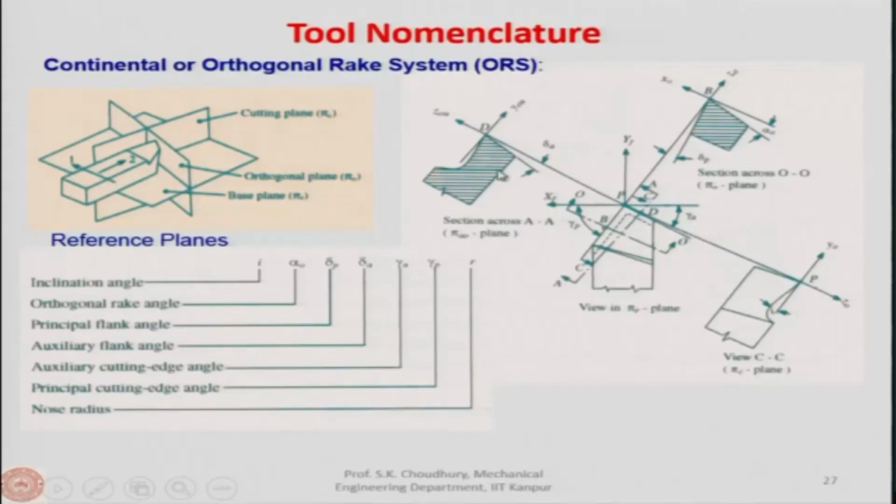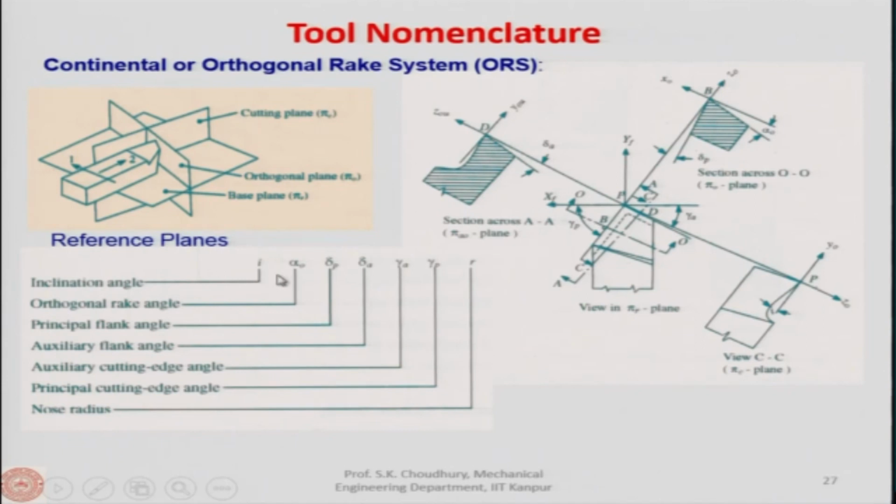Now, we again have three sets of angles: one set of rake angles, one set of flank angles, and one set of cutting edge angles. Here again this is the principal cutting edge, this is the auxiliary cutting edge, which remain the same in ASA or in ORS, whatever. It is another set of angles, this is called the cutting edge angle, and this is the tool nose radius. Now, all these angles are given in a particular sequence, like in case of the ASA or the coordinate system, and the sequence is the following.